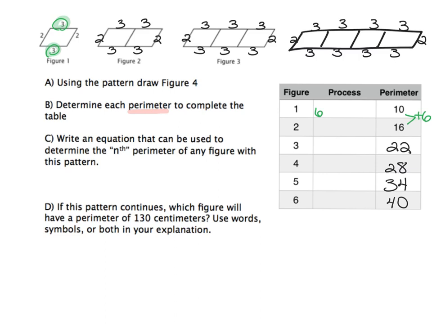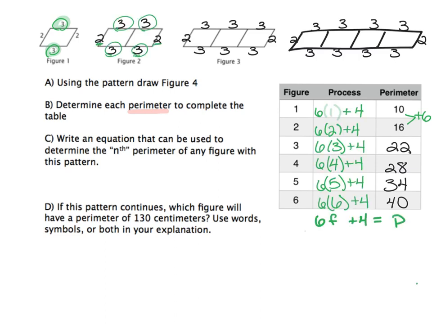For part C, when we look at the completed process column, we can see that the number 6 stays the same, as well as the number 4. Our variable is our figure number, which represents the nth perimeter, any number of figure. So 6 times our figure number plus 4 gives us the perimeter of any figure that we choose.